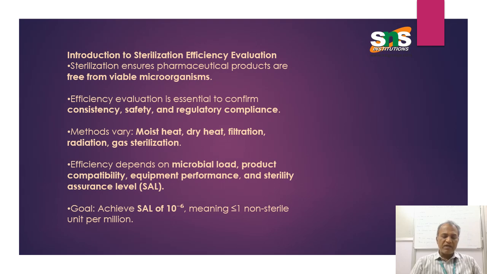Another area is the equipment: equipment performance, how it performs and how it gives a proper sterilization. Next, sterility assurance level, that is SAL. What about the sterility assurance? Whether it gives proper assurance of sterility as per regulatory compliance. Next, what is the goal? The main goal of sterilization efficiency is to achieve a sterility assurance level, SAL, of 10 to the power of minus 6, meaning less than or equal to 1 non-sterile unit per million.